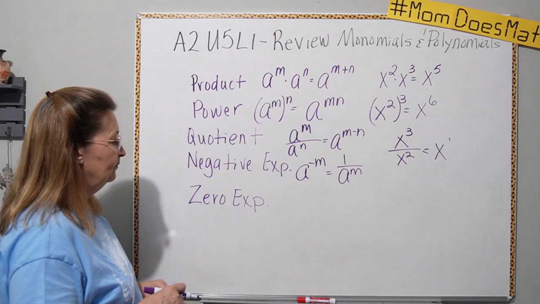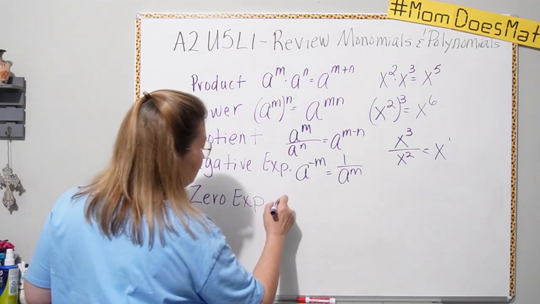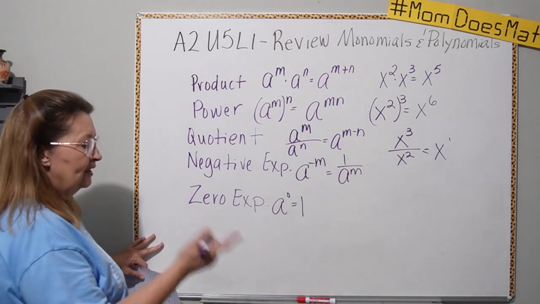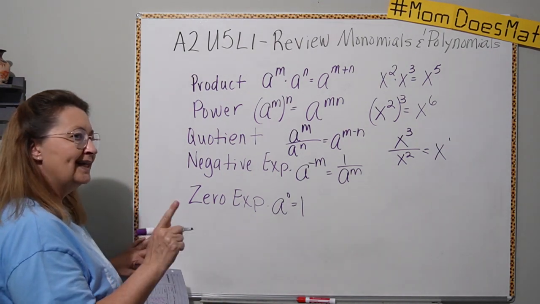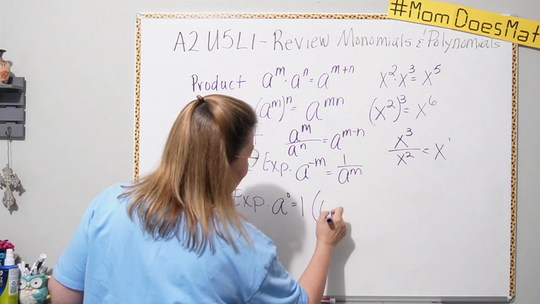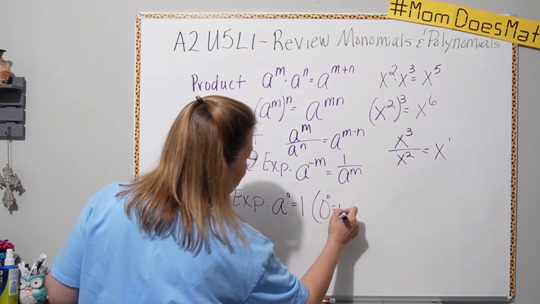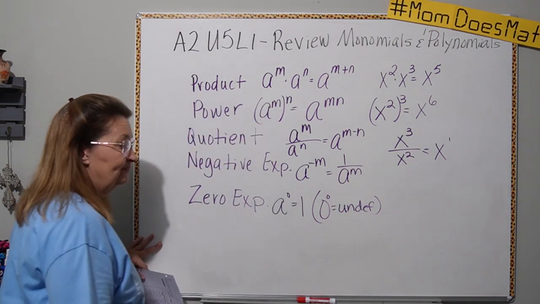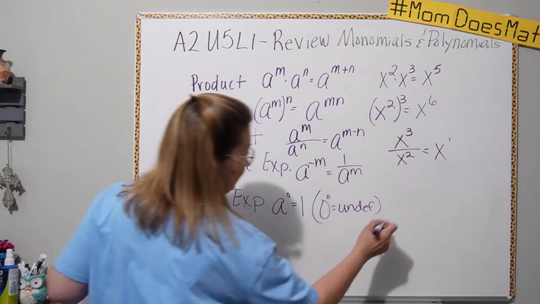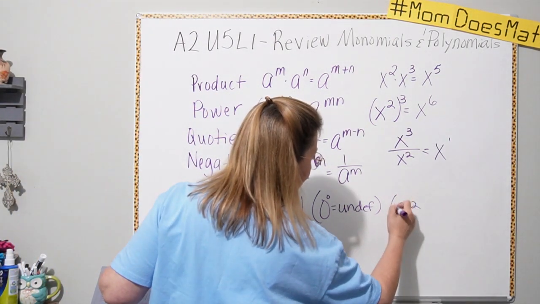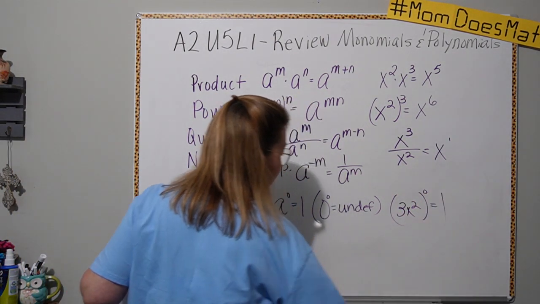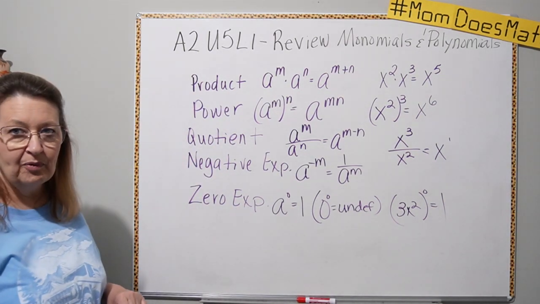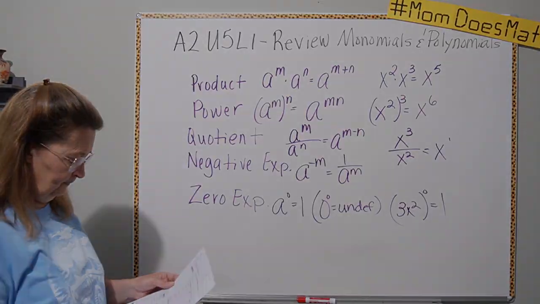And then your 0 exponent just tells you that anything to the 0 exponent is 1, except for one case. There is a special case. 0 to the 0 exponent is actually just undefined. Okay? So for example, if I had 3x squared to the 0 exponent, that's just equal to 1. Okay? So let's just grab some problems and put these into practice.